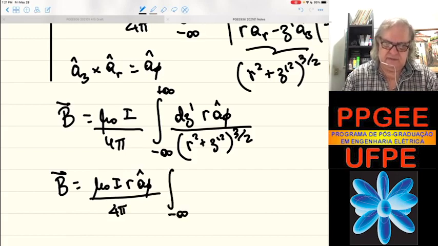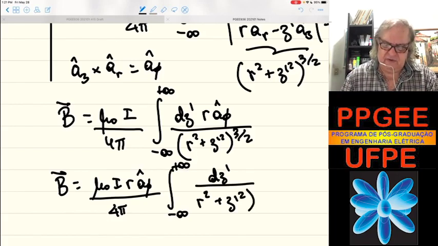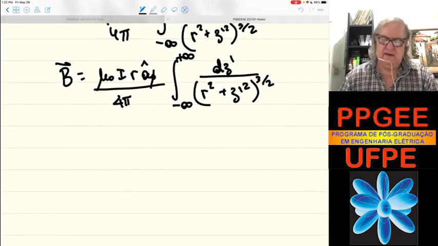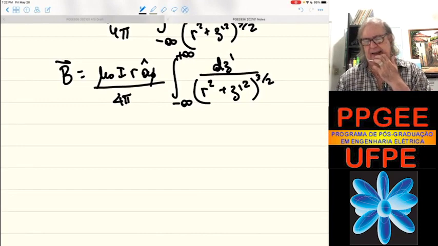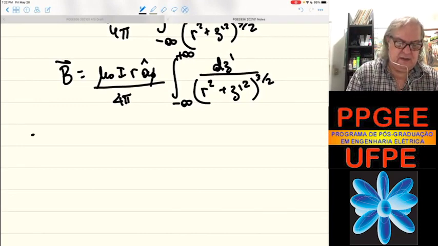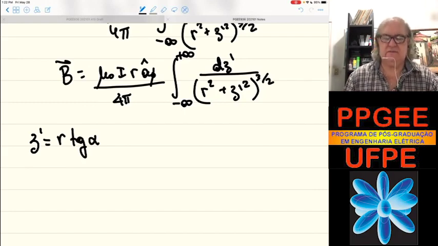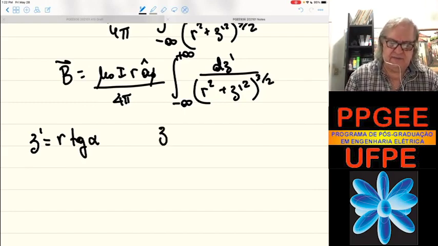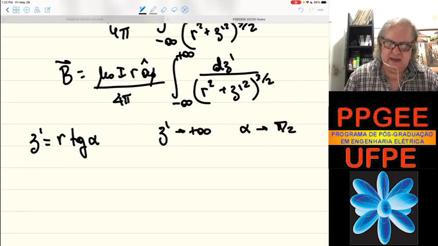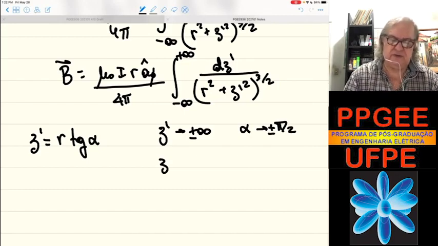So we have an integral which I leave for you to do. This is an easy one, okay? If we make a change of variable, the traditional one, z prime equals r times the tangent of an angle, okay? So as z prime goes to infinity, the angle goes to pi over 2, and as z prime goes to minus infinity, the angle goes to minus pi over 2.